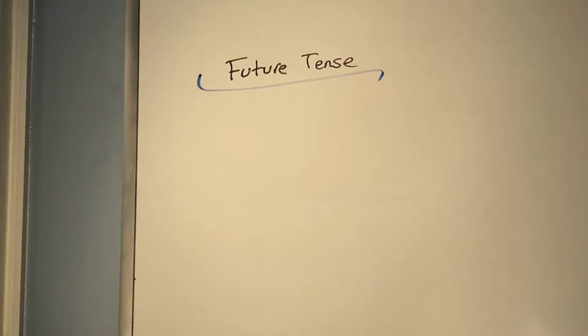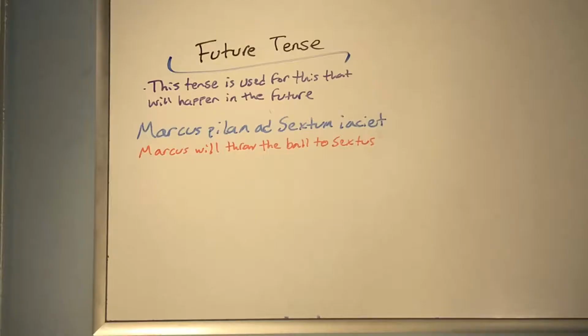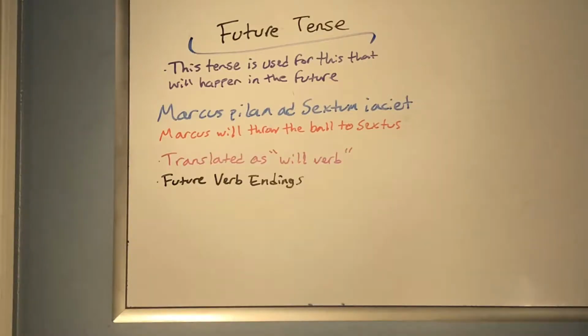Now we move into the future tense, which, aptly named, talks about things that happen in the future. This tense is used to denote actions that will happen in the future. So now we see this sentence, Marcus pilam ad Sextum iaciet. This is Marcus will throw the ball to Sextus. As we see, it kind of looks like the present ending, but we can see that it's a little bit different. It has that et. This is translated as will plus verb. Now, the lack of cool things that you can do with the future tense is totally made up when you see its endings. So, the future verb endings.